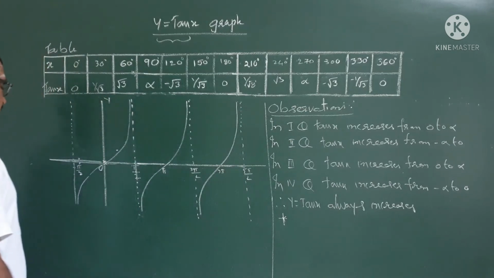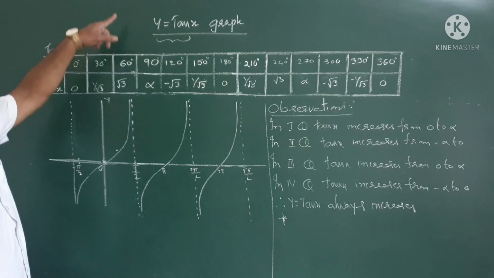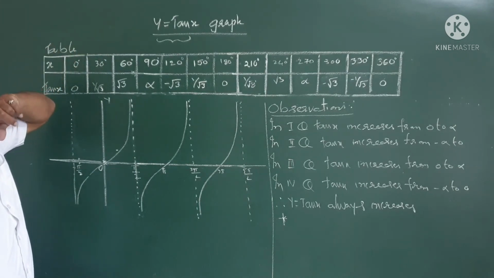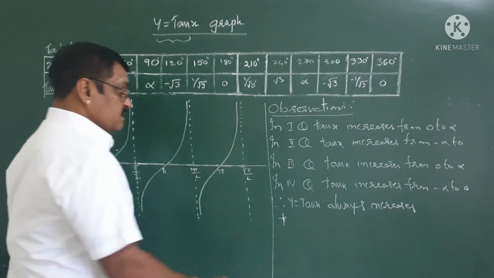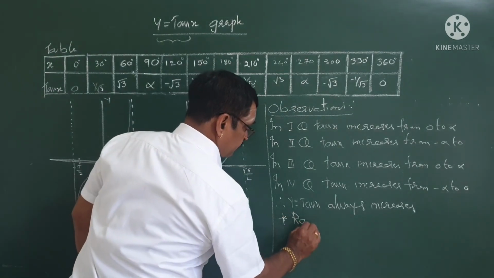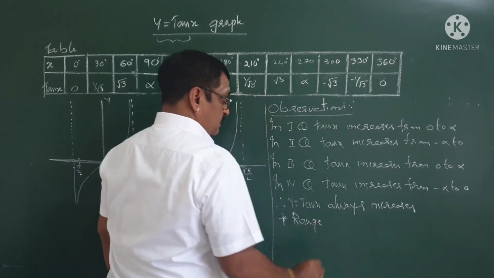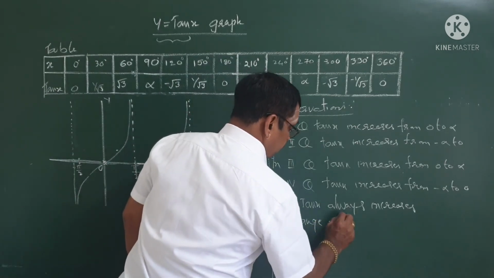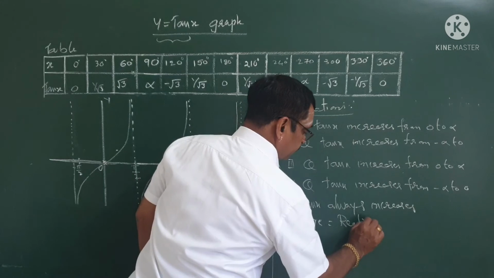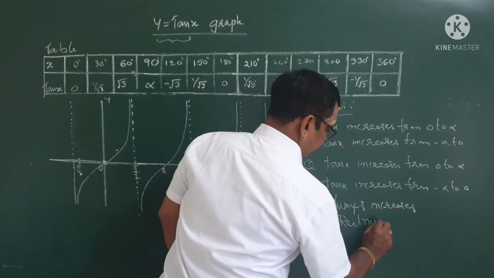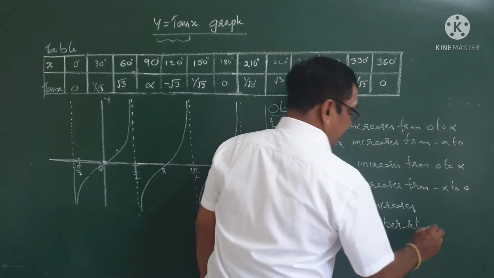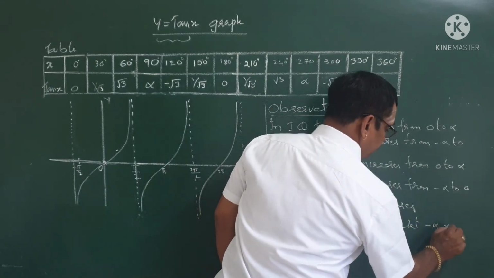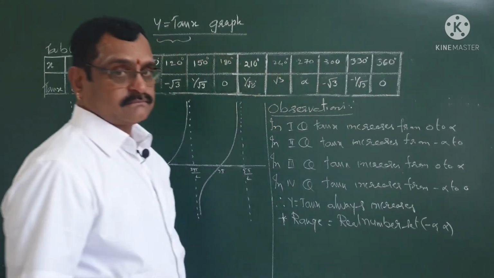Okay, next one. What is the minimum value and what is the maximum value? There is no minimum value, there is no maximum value. That means tan can generate any real number. Therefore, what is the range of the tan function? The tan range is the set of real numbers. In some textbooks, they write negative infinity to positive infinity, open interval.